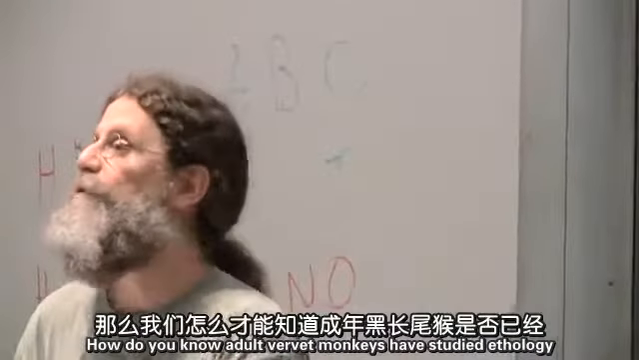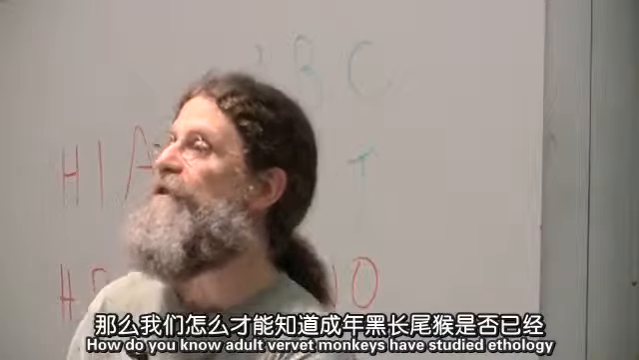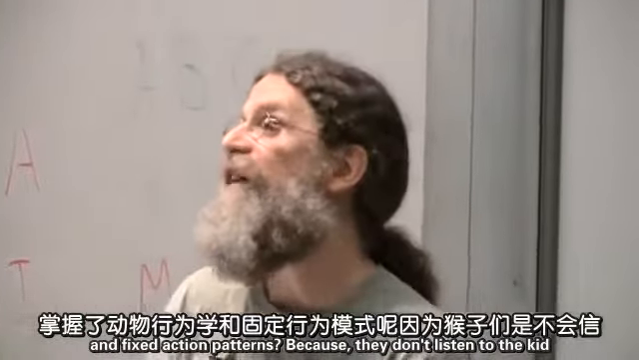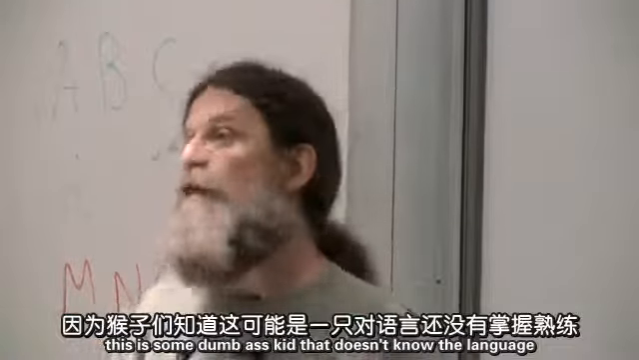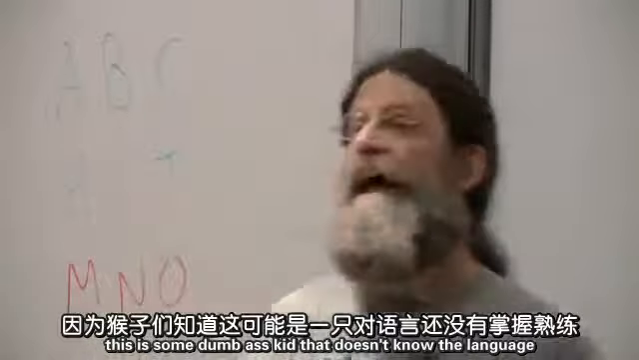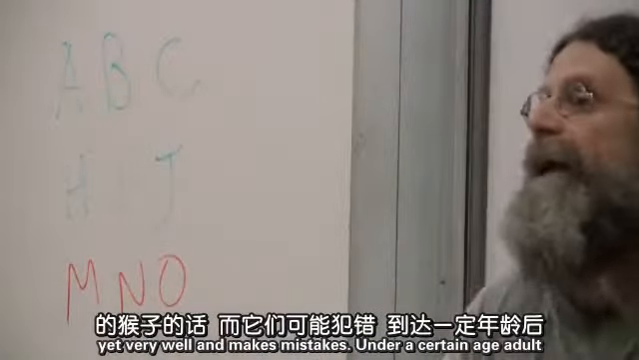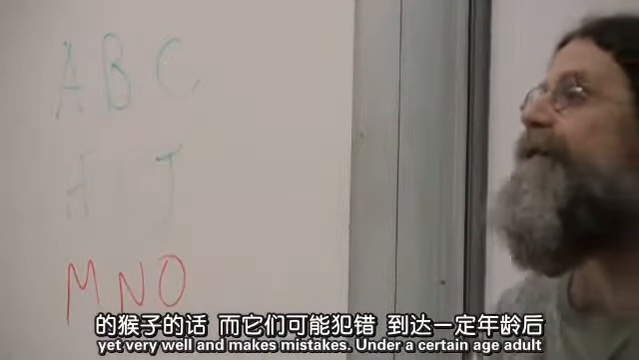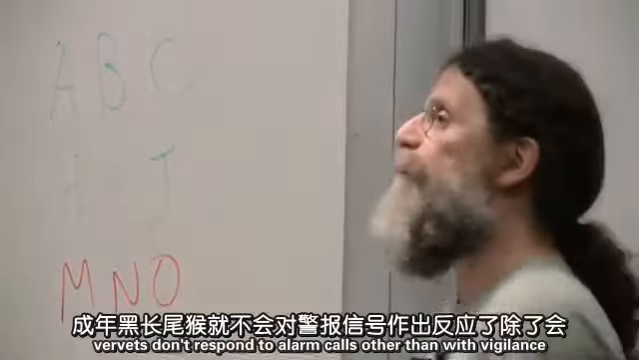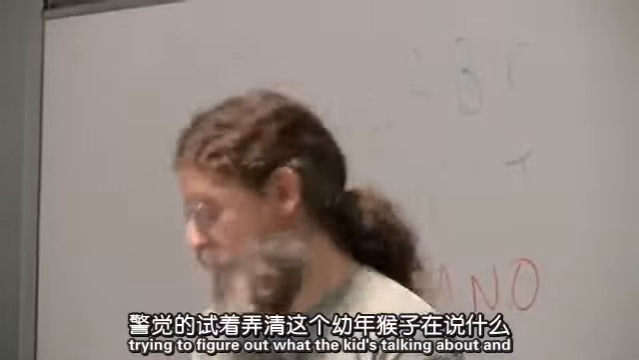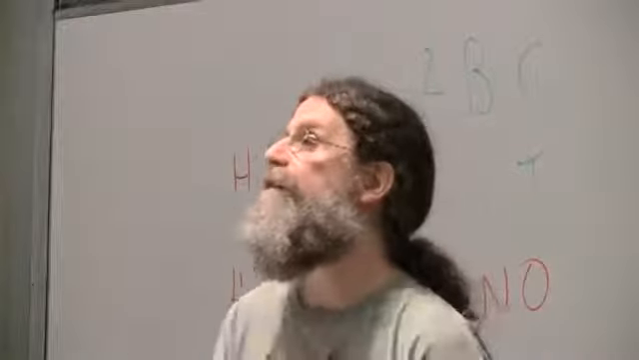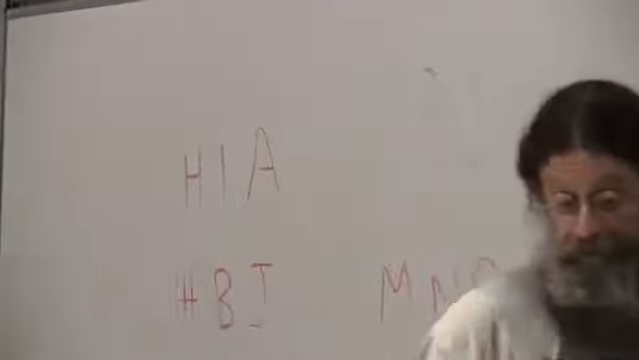How do you know adult vervet monkeys have studied ethology and fixed action patterns? Because they don't listen to the kid until some adult agrees with them. Because they know this is some dumbass kid that doesn't know the language yet very well and makes mistakes. Under a certain age, adult vervets don't respond to alarm calls other than with vigilance, trying to figure out what the kid's talking about until it is seconded by an adult.